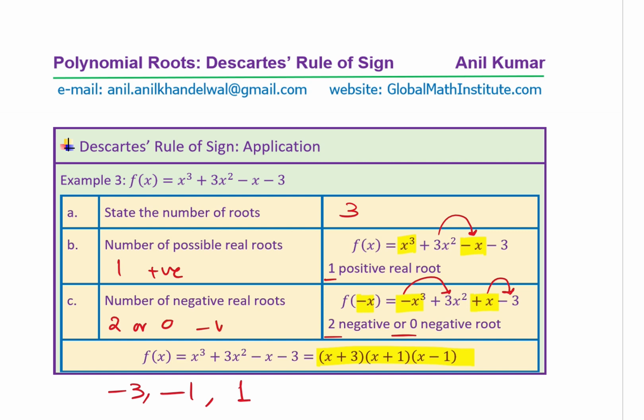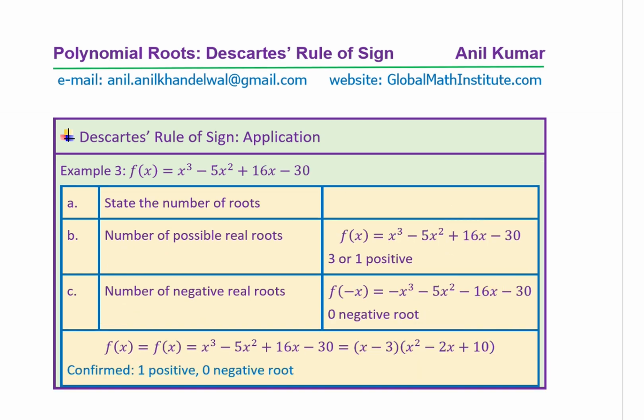We confirmed that we have 2 after factoring only. You get the idea. So we get this as a possible solution, right? This is possible. Either 2 or 0. So once you factor, you really get your answer: 2 negative roots and 1 positive. Clear? Now let's move on and see how we do the next question.